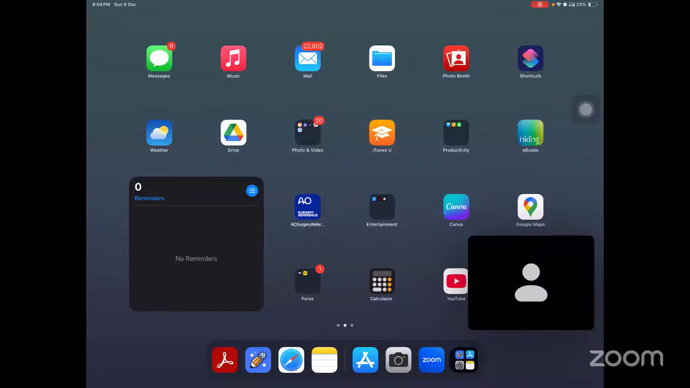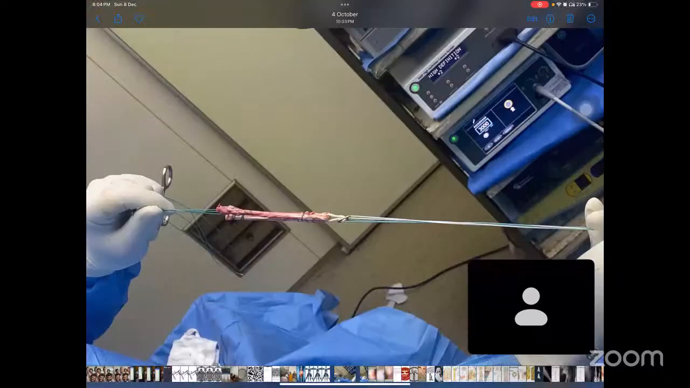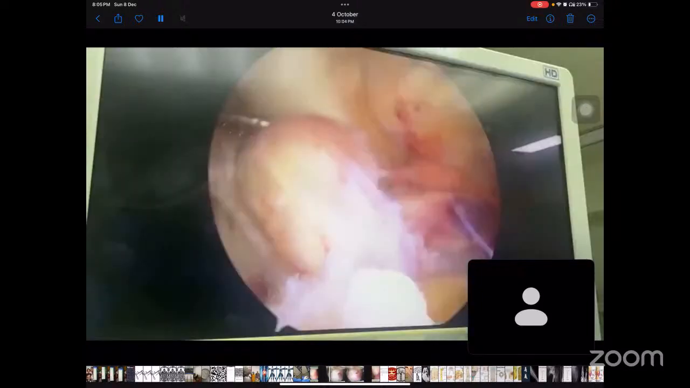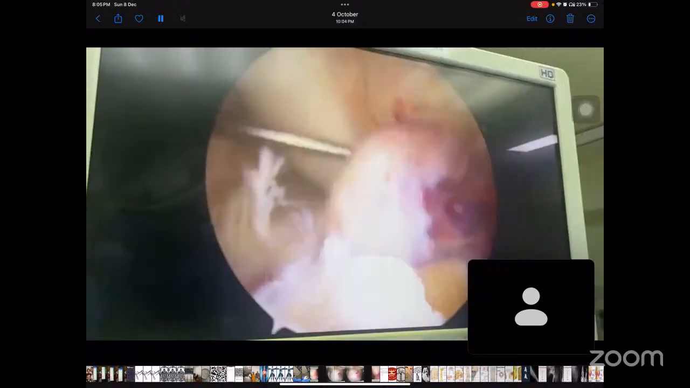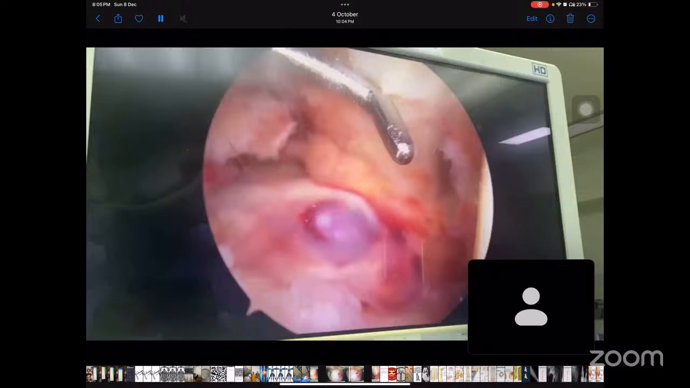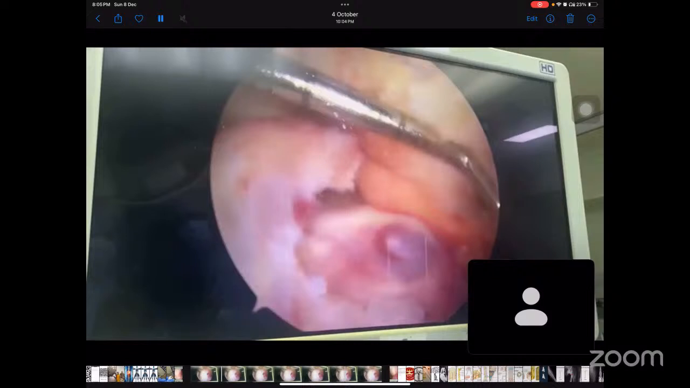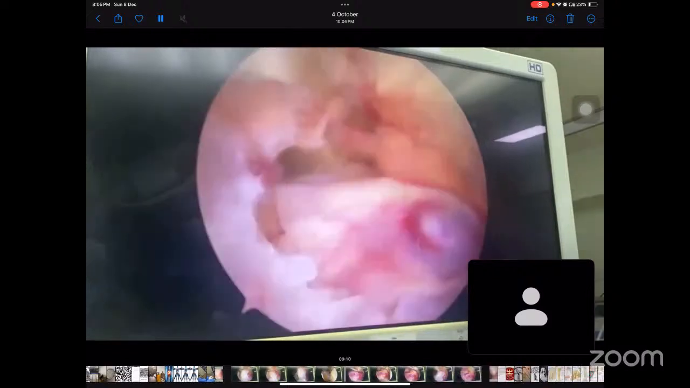This is a case I did recently. We took a semitendinosus graft and quadrupled it. So this is a torn ACL. The ACL is completely torn, and because of this the patient had instability. The patient gave a typical history: I can't get down the stairs, I feel my knee is just moving outward. So this is a torn ACL.